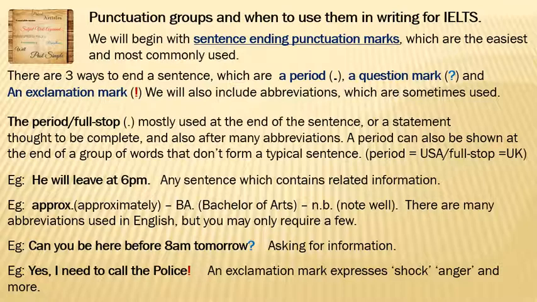Very important. We use them for abbreviations, approximately. So when we say approx, we put a dot after it. We use it for abbreviations, acronyms, Bachelor of Arts, a BA, Nota Bene, Latin, NB. There are many others. You'll find lists out there on the internet, but you won't really need this for the exam. So you can use it if something comes up where you do need it. At least you will know how to use it.